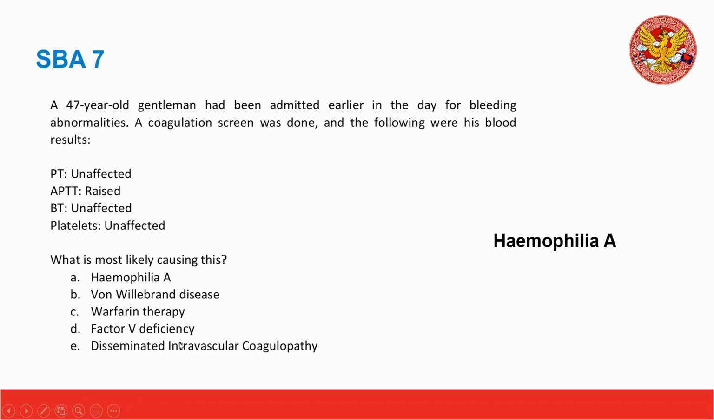Finally, disseminated intravascular coagulopathy, your DIC, is where you get widespread formation of clots around the body. Essentially, that uses up the platelets and the clotting factors, and that decreases your level of clotting factors and your platelets. So the platelet count goes down, but your PT, your APTT, and your bleeding time all go up.